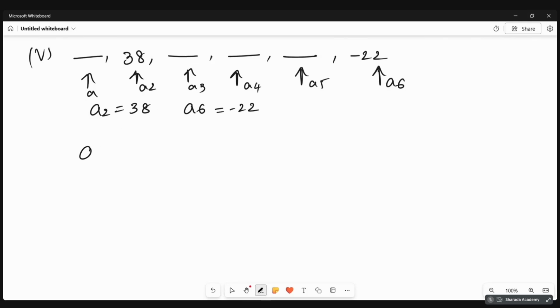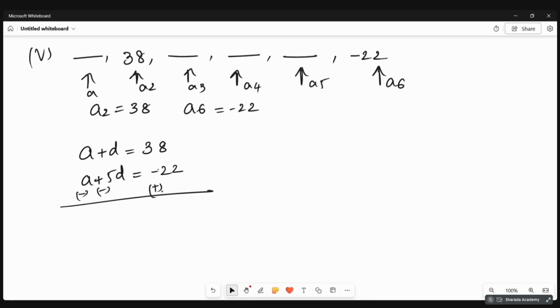Okay. A2 means A plus D. That is equal to 38. Okay. A6 means A plus 5D. So that is equal to minus 22. And now change the sign here. Minus, this is minus, minus will become plus. Whenever you are changing the sign, you have to change for every term, and also minus will become plus, plus will become minus. Okay, A minus A is 0, plus D minus 5D, it is minus 4D. So that is equal to 60.